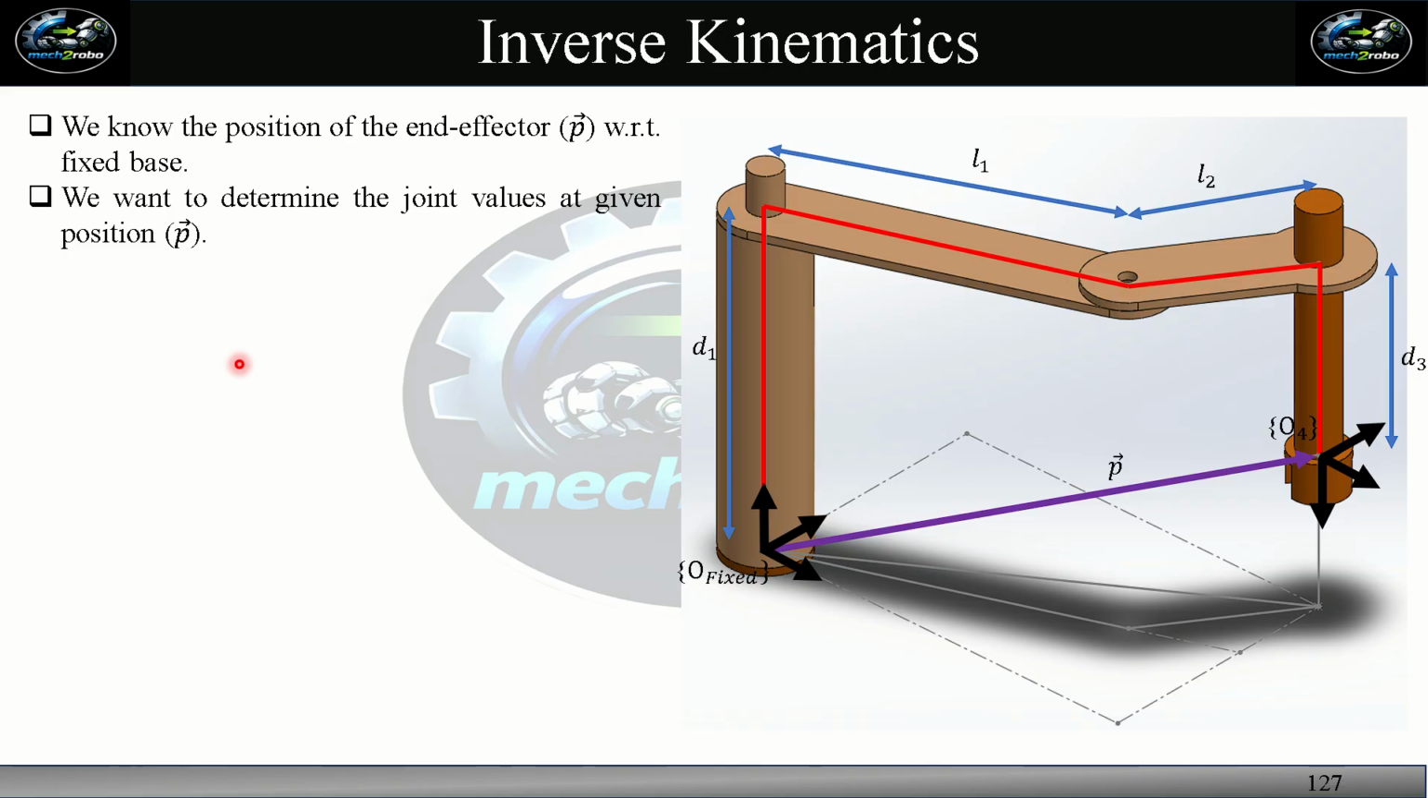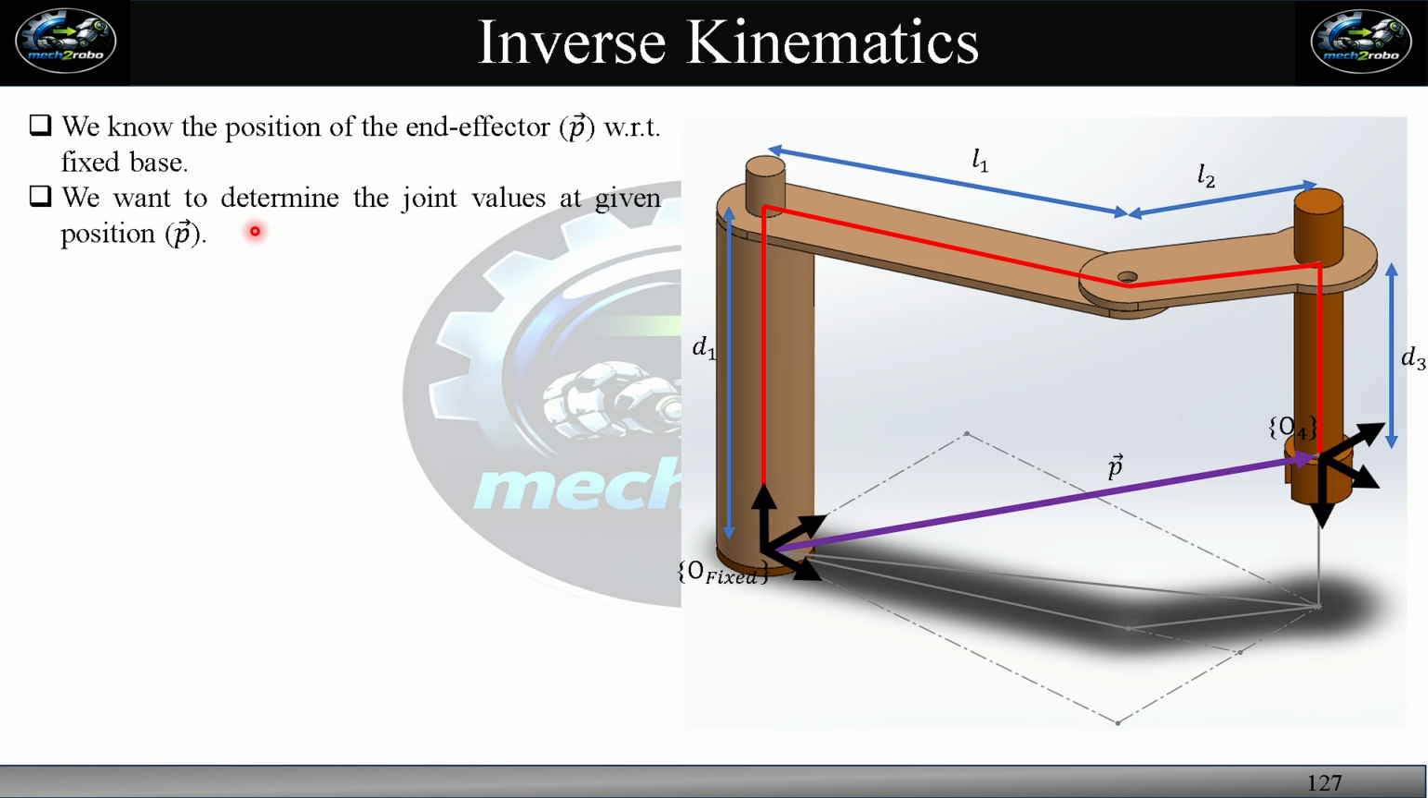In the previous video, we already discussed the forward kinematics of a SCARA robot, and in this video we will discuss the inverse kinematics of the SCARA robot. In inverse kinematics, we know the position of the end effector with respect to the fixed frame, that is the position of frame 4 with respect to the fixed frame, the p vector.